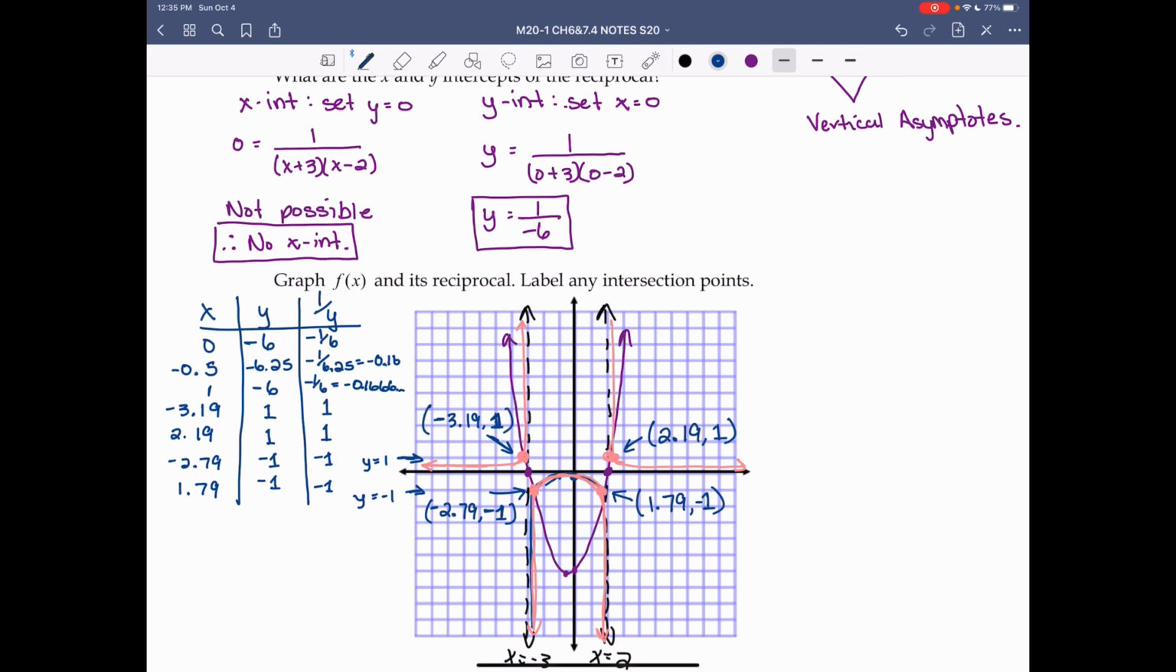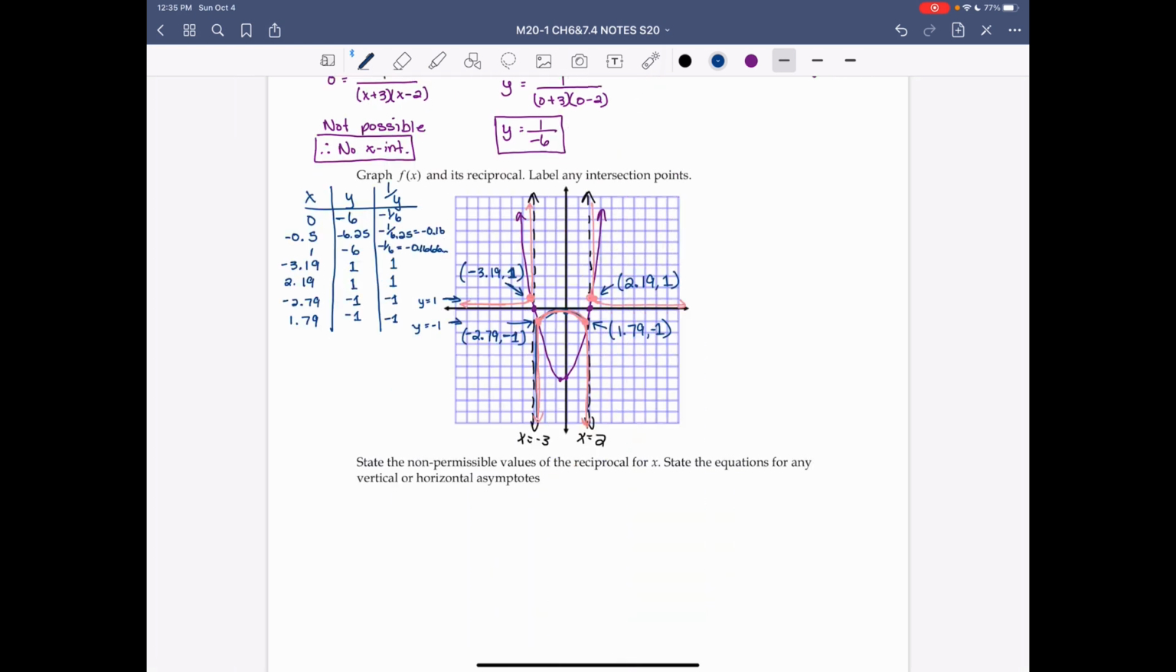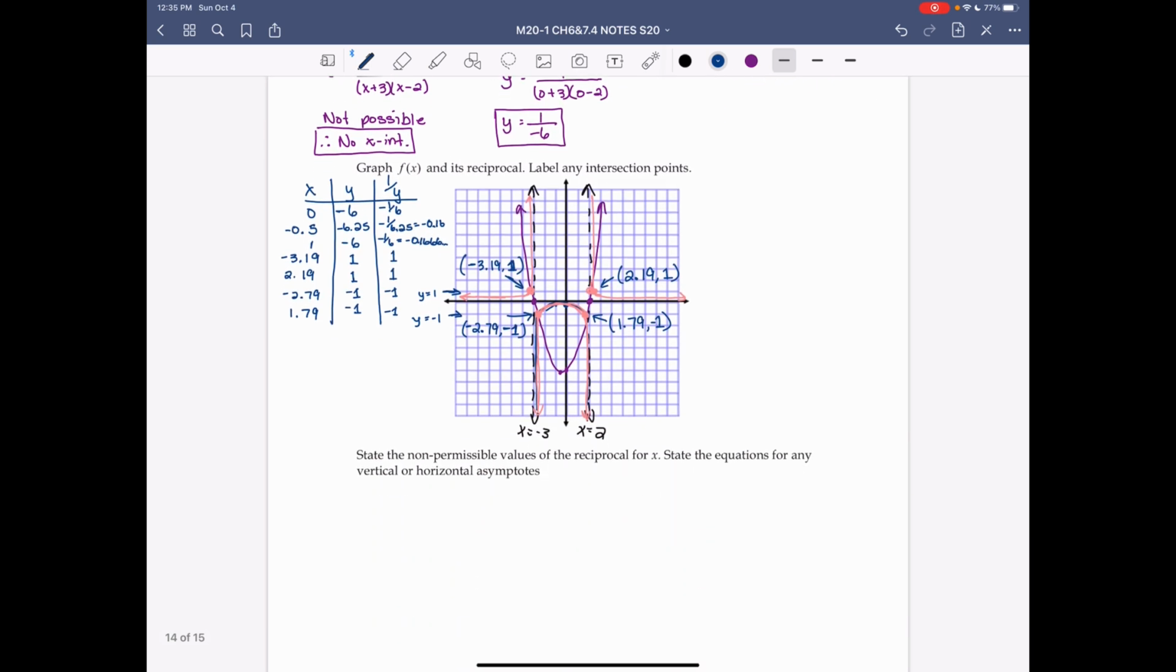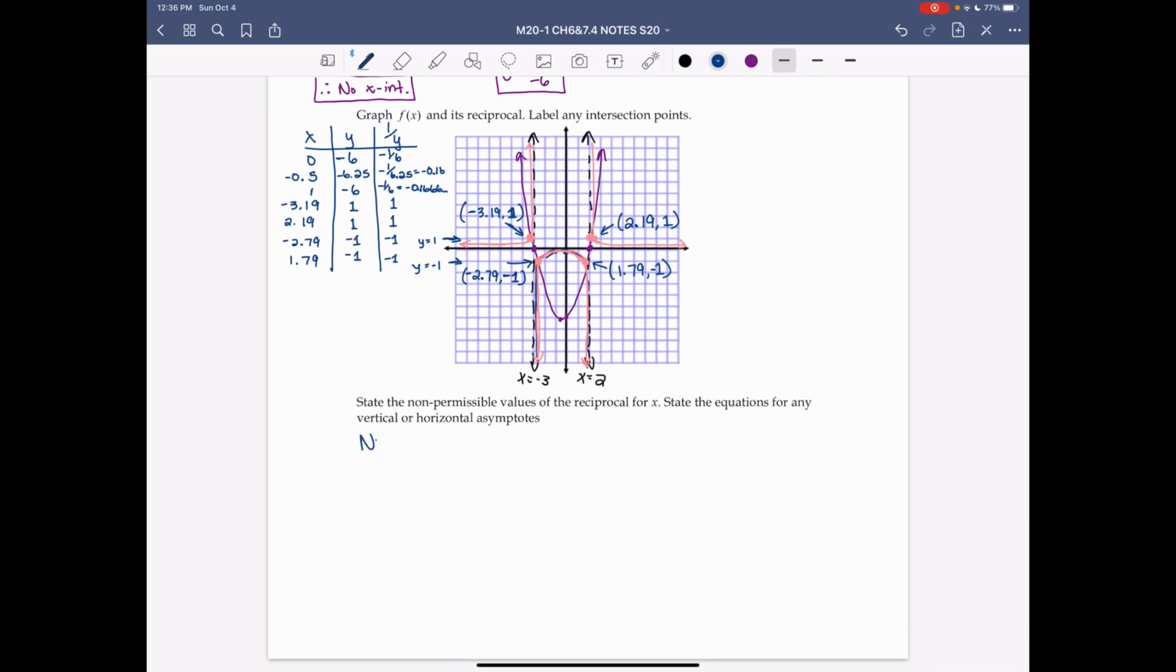So those four are our invariant points, and then the pink color, the three curves, make up the graph of the reciprocal function. State the non-permissible values of the reciprocal for x. So we already did that up here: x equals negative 3 and x equals 2. NPVs, x equals negative 3 and x equals 2.